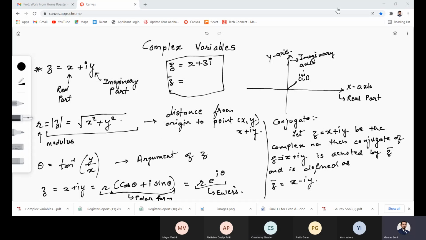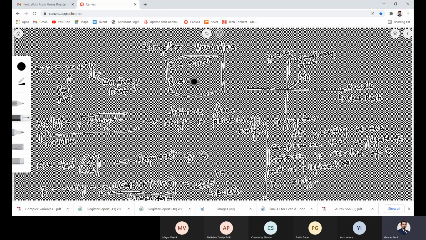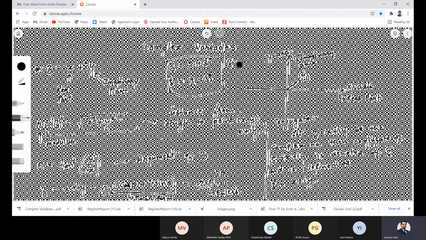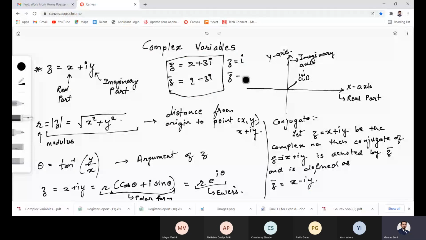Yes. Can you tell me what is the conjugate of 2 plus 3i? Sir, 2 minus 3i. So conjugate is 2 minus 3i. What we generally do, when finding the conjugate of a complex number, is change the sign of the imaginary part. That's what we do. Second example: if z is equal to i, then z bar will become minus i. This is how you compute the conjugate.